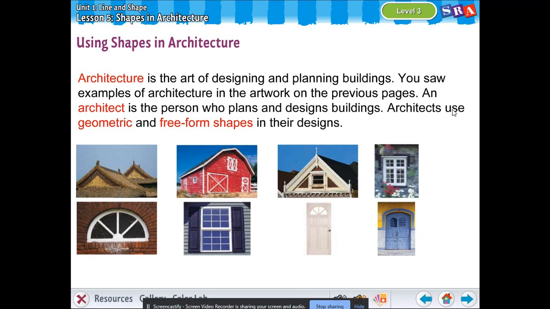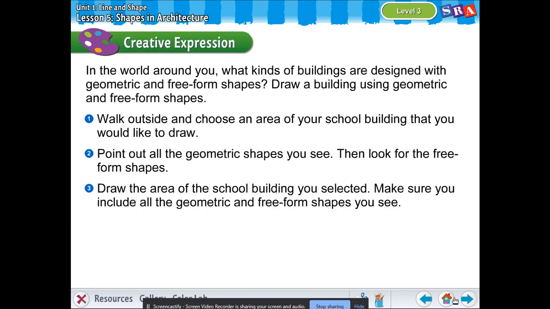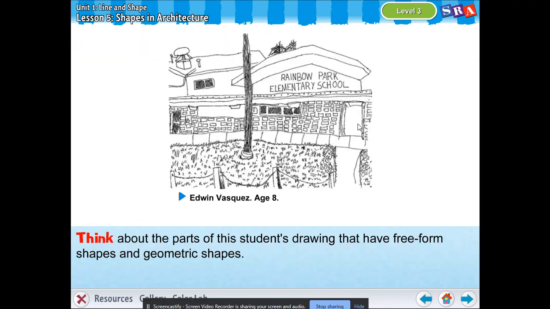So you saw examples of architecture in the artwork on the previous pages. An architect is the person who plans and designs the buildings. Architects use geometric and freeform shapes in their designs. Here are some examples of some interesting types of architecture that you will find. So you could practice drawing if you want to. Here's an example of a young lady who drew her school, and she was just illustrating with black and white the different architectural elements of her school.